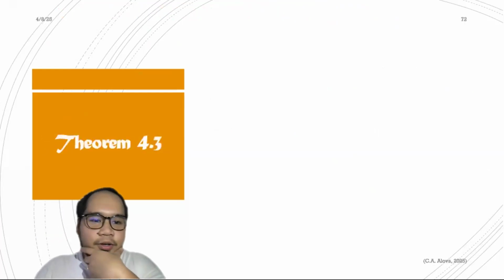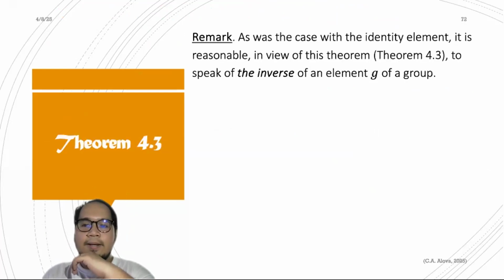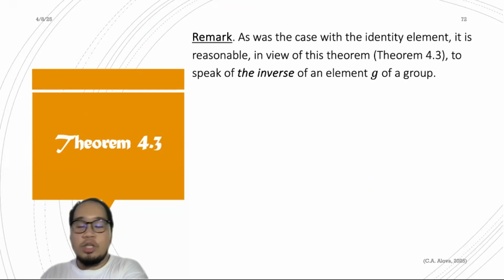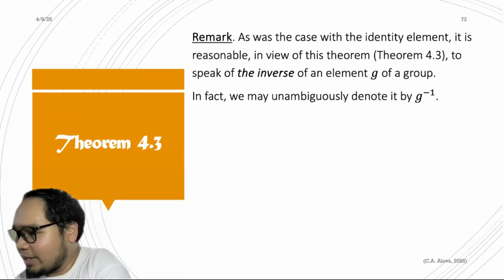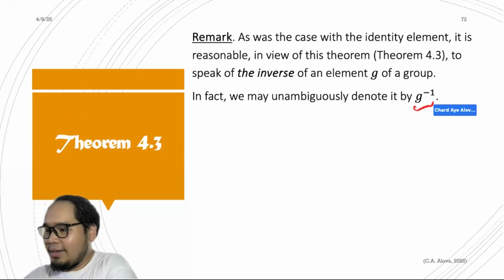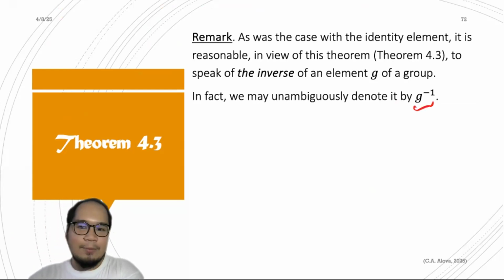Our remark for this Theorem 4.3, the uniqueness of inverses, is that, as was the case with the identity element, it is reasonable in view of the uniqueness of inverses to speak of the inverse of an element g of a group. So we may, in fact, unambiguously denote this symbol, g raised to -1, as g inverse. That's a common term in abstract algebra.